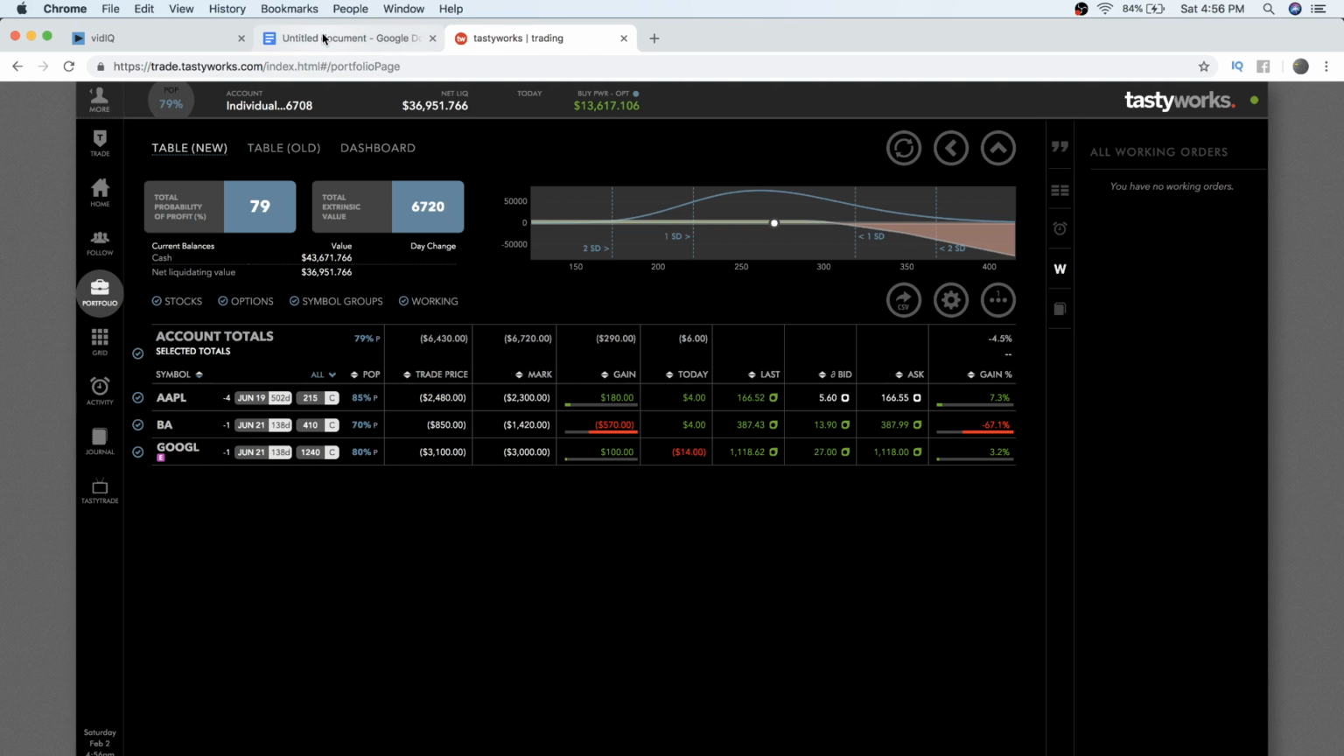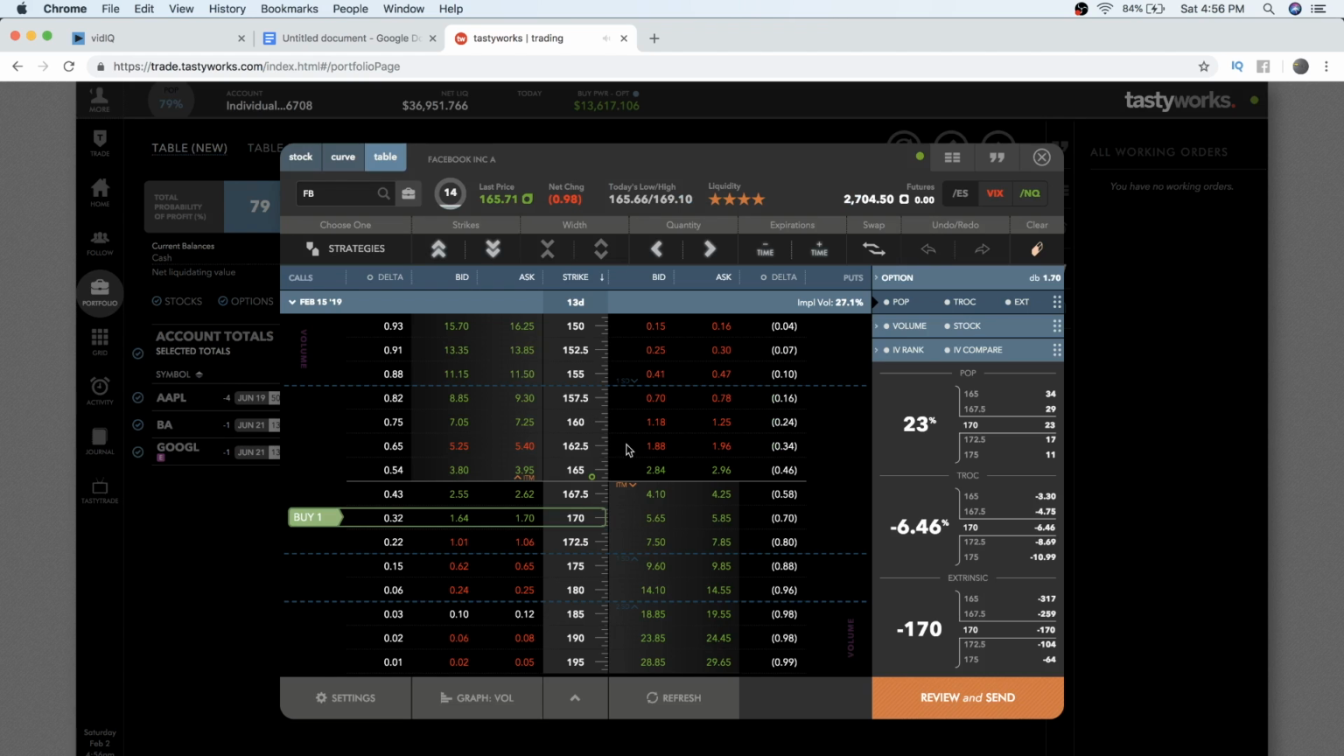So give me your feedback on that. And this is what I was going to show you. Here's the probability of profit on this Facebook.